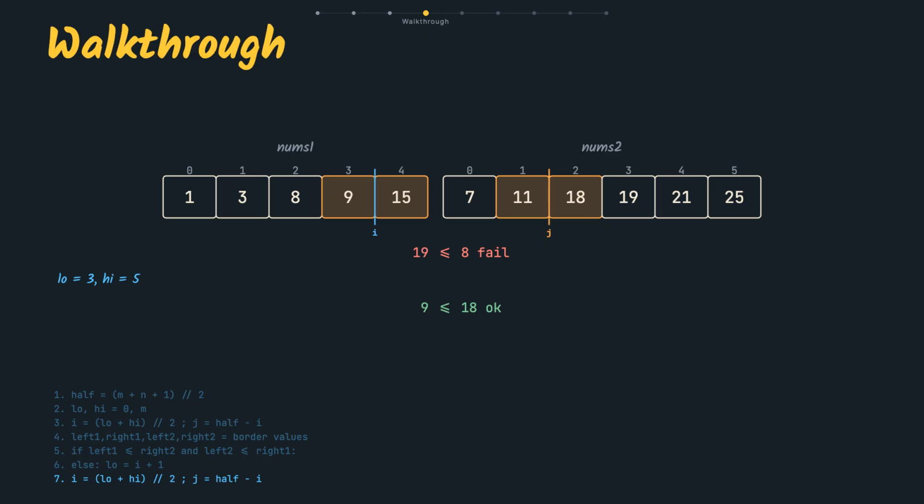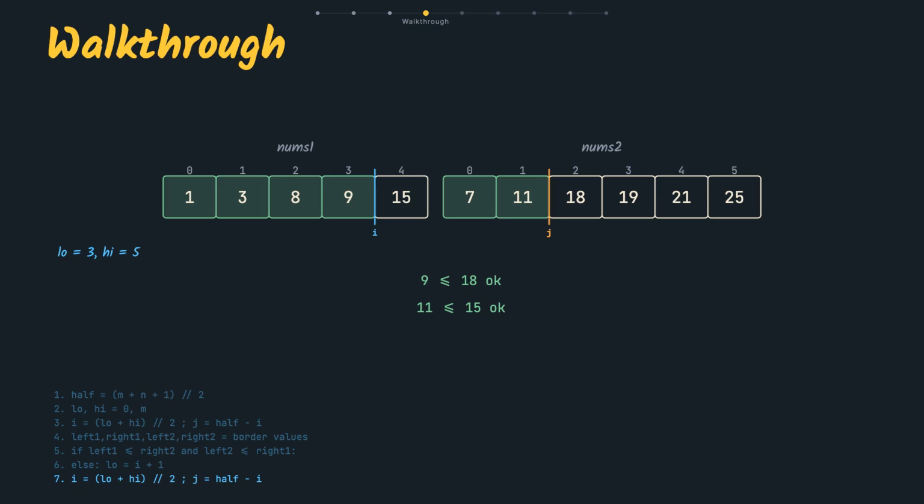Check 1. First array's left edge 9, less than or equal to the second's right edge 18, yes. Check 2. Second array's left edge 11, less than or equal to the first's right edge 15, yes. Both pass. This cut is valid.